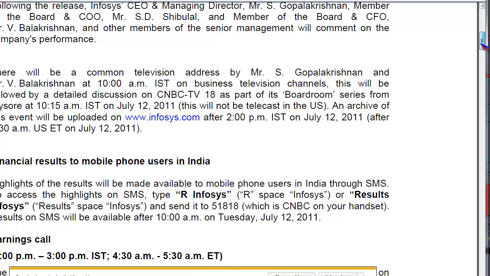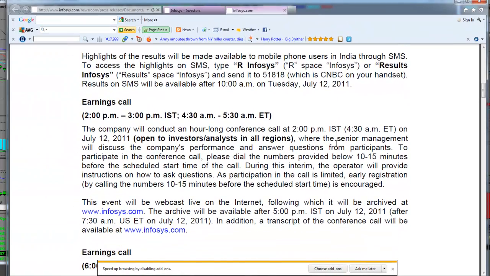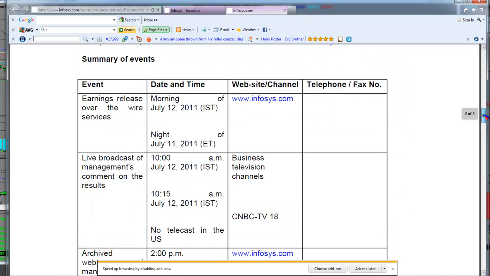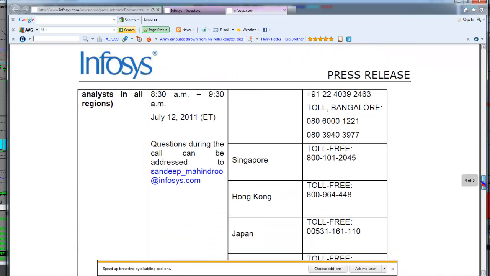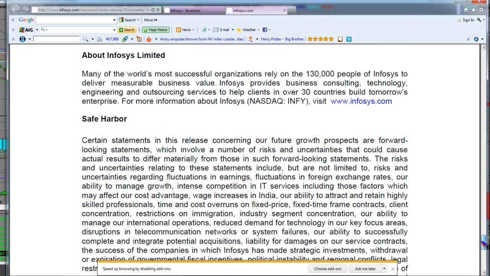Okay? And we would take a look at their financial results to mobile phone users in India. India is a big market in that area. And we would just take a look to see what some of the events were and what has happened here. What is the latest talk? What are the latest press releases on it? And they tell us what they do here.